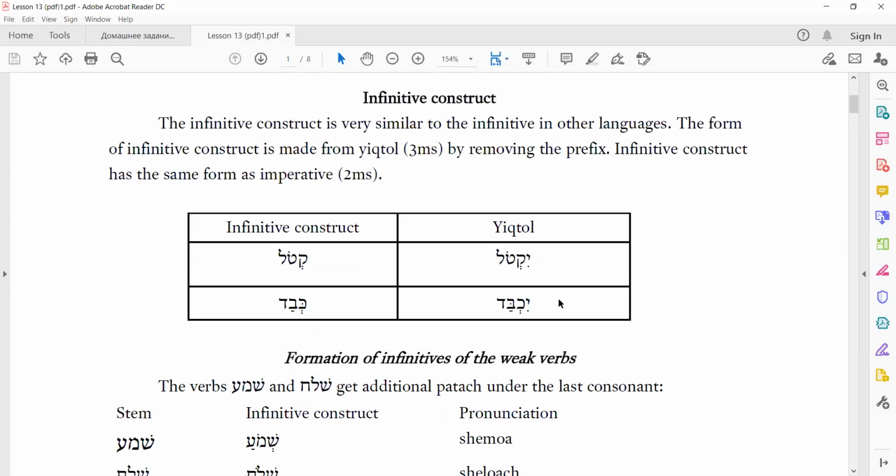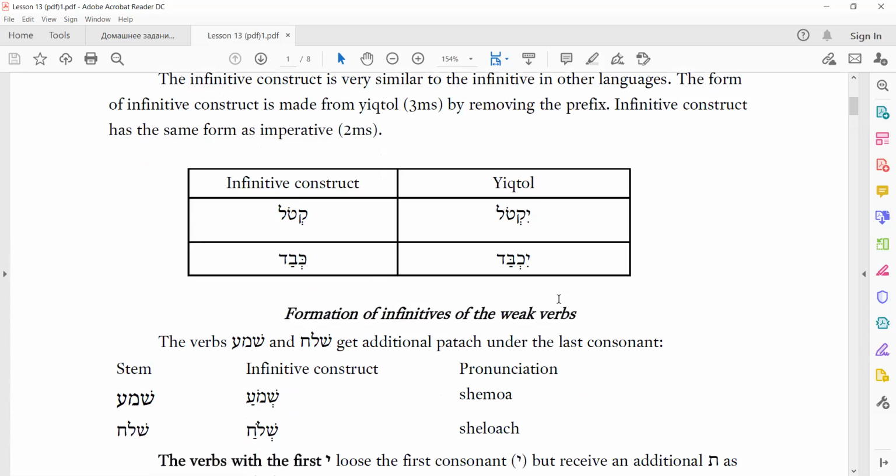But one more thing that we need to remember is that the form of the infinitive construct is the same as the form of the imperative second masculine singular. So they have the same forms, and only the context can help us to understand whether it is imperative or infinitive construct. But another thing that we need to remember is that infinitive construct rarely occurs in its pure form. So most often you can find it with a prefix or suffix or both, and that is why it is a little bit modified, and it will be easier to recognize it.